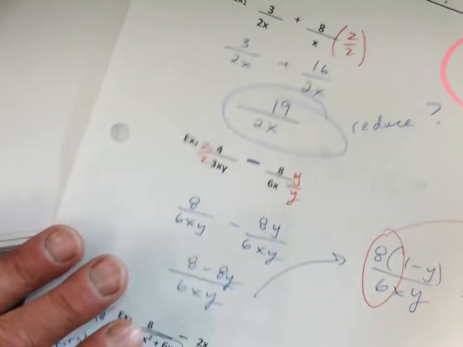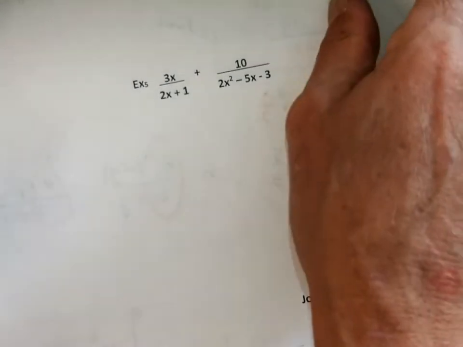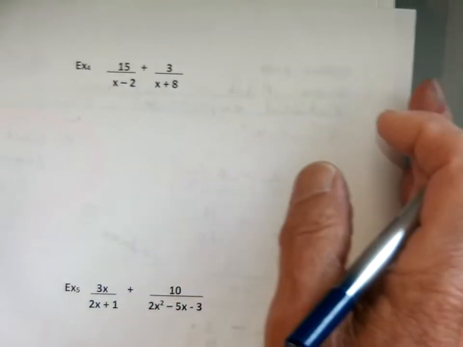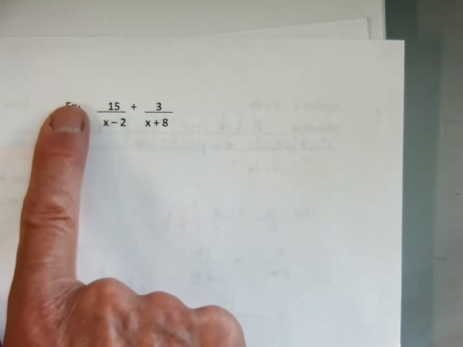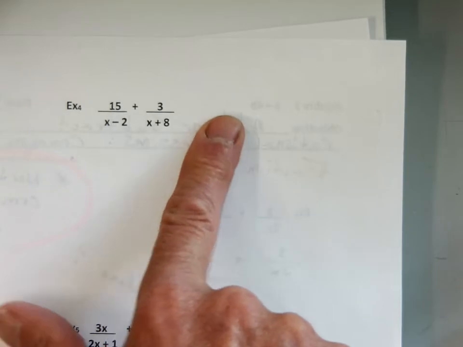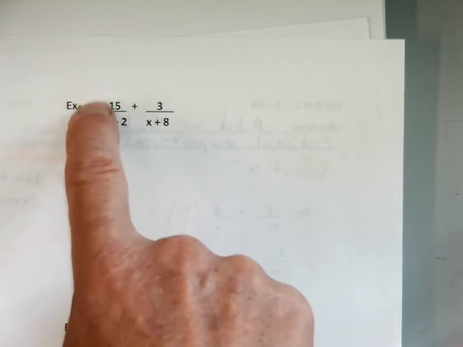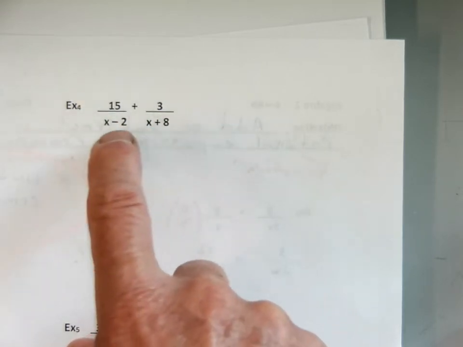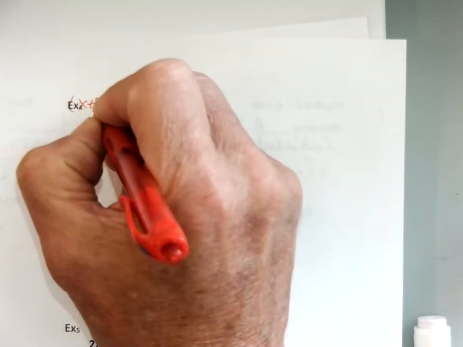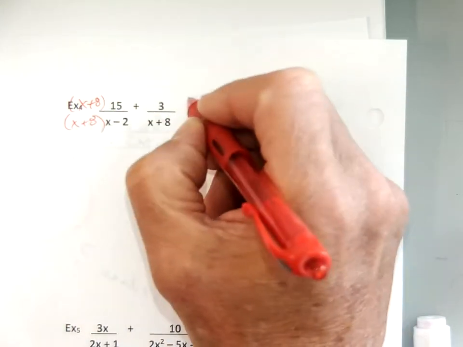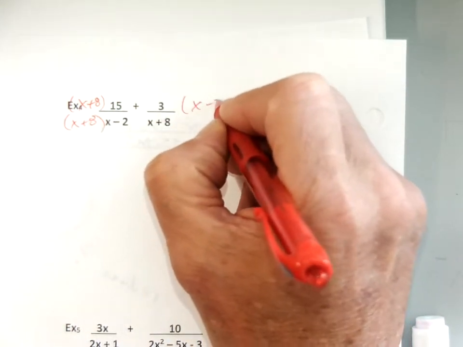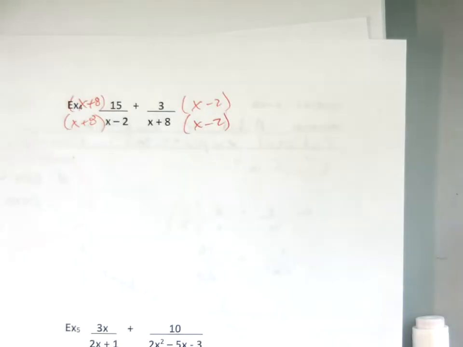Okay, turn the page. All right, so now example 4. Nothing will factor, but we need to make them the same. How about if I multiply the first fraction by x plus 8 and the second fraction by x minus 2? So I'll multiply this one by x plus 8, and I'll multiply the second one by x minus 2. Let's see what that does.